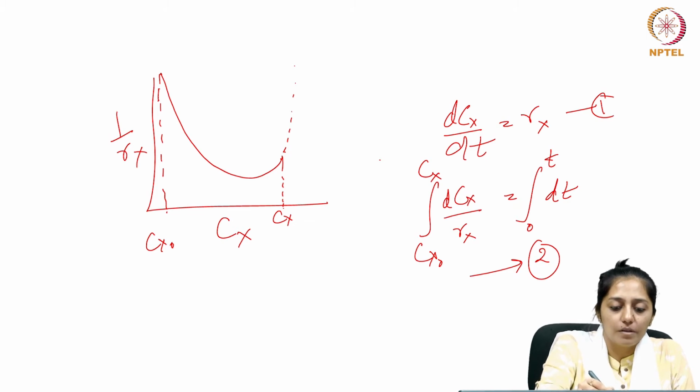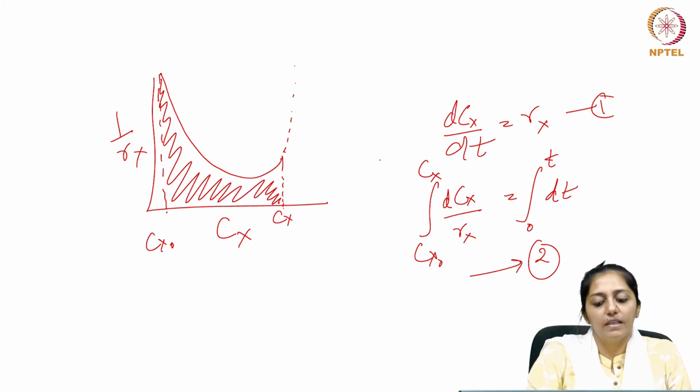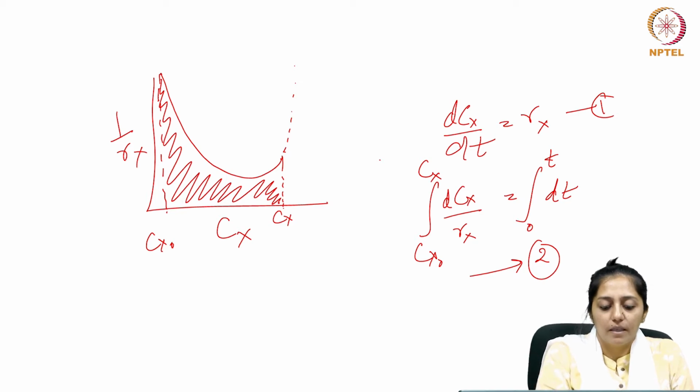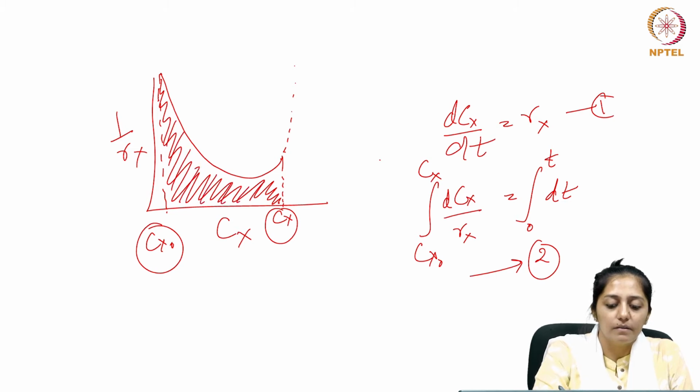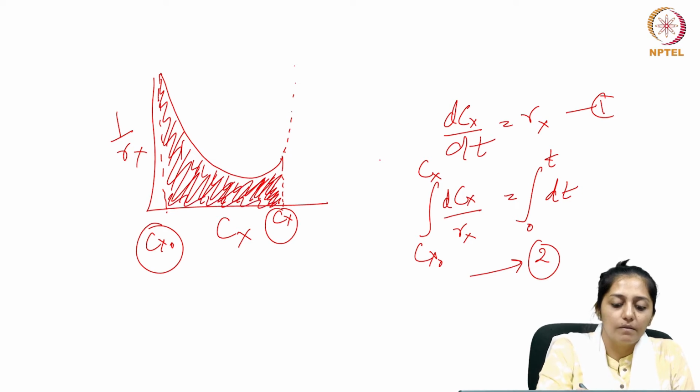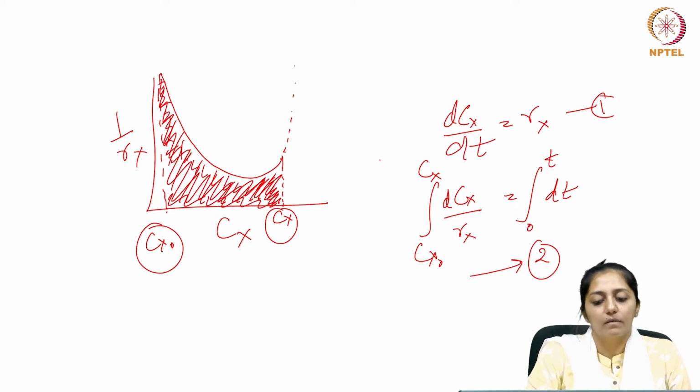So for a batch, if the starting concentration was Cx0 and the final is Cx, and you make a plot of 1 by Rx versus Cx, then given these limits, the area under this curve will demonstrate something. What will it demonstrate? It will demonstrate the batch time as given in equation 2.